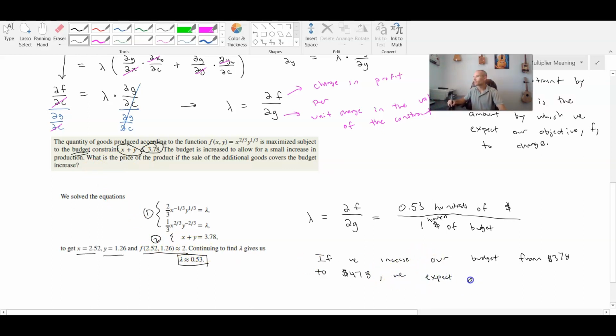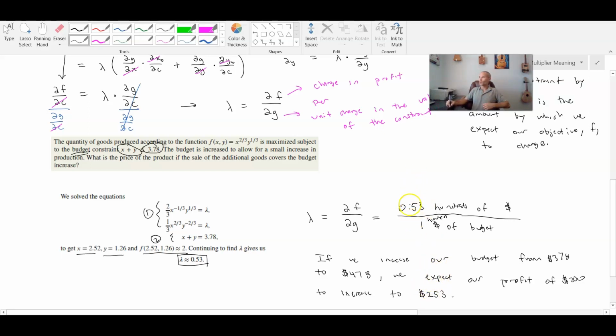we expect our profit of $200, because we're just saying that our profit in this case is in hundreds of dollars, to increase. Well, we expect it to increase by 0.53 hundreds, or $53, for every $100 of budget. So if we increase our budget by 100, we should get an extra $53 of profit. So if we increase our budget from $378 to $478, we expect our profit of $200 to increase to $253.